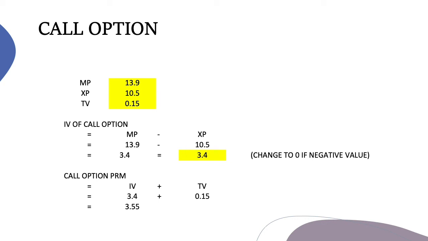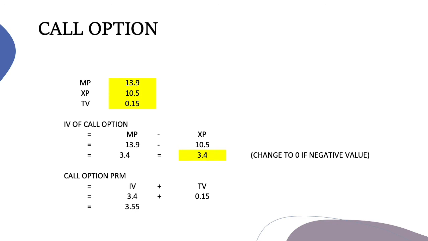The formula of intrinsic value of call option is equal to market price minus exercise price. So market price of share is 13 ringgit 90 cents minus exercise price of call option at 10 ringgit 50 cents. You get a positive answer of 3.4. If you get a positive answer, you don't need to change it to 0. So the intrinsic value of the call option is 3 ringgit 40 cents.